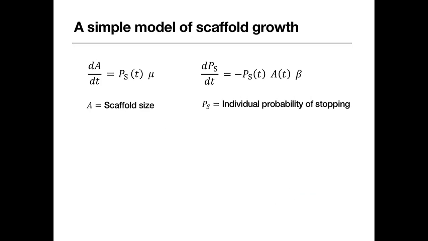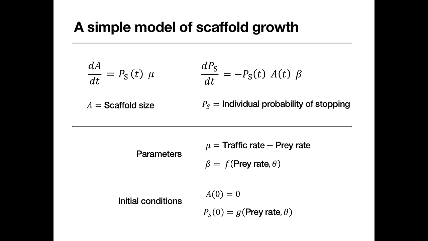And so with those things, we can just write this really simple set of coupled differential equations that give us the change in scaffold size over time and give us also the change of this probability of slipping over time. Which again is being reduced in proportion to the size of the structure. So that's this proportional control idea.